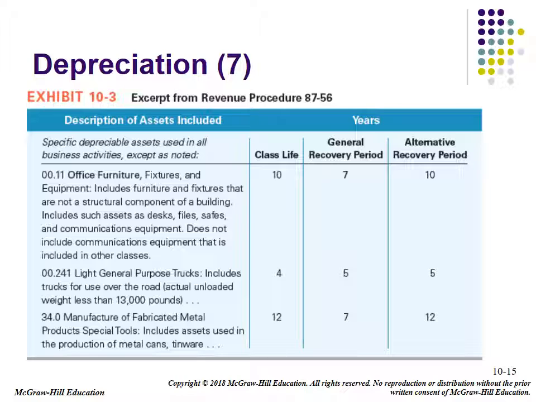Look at here, light general purpose trucks includes trucks for use over the road. What we're talking about here is basically every truck but a tractor trailer. Tractor trailers are 3-year property.